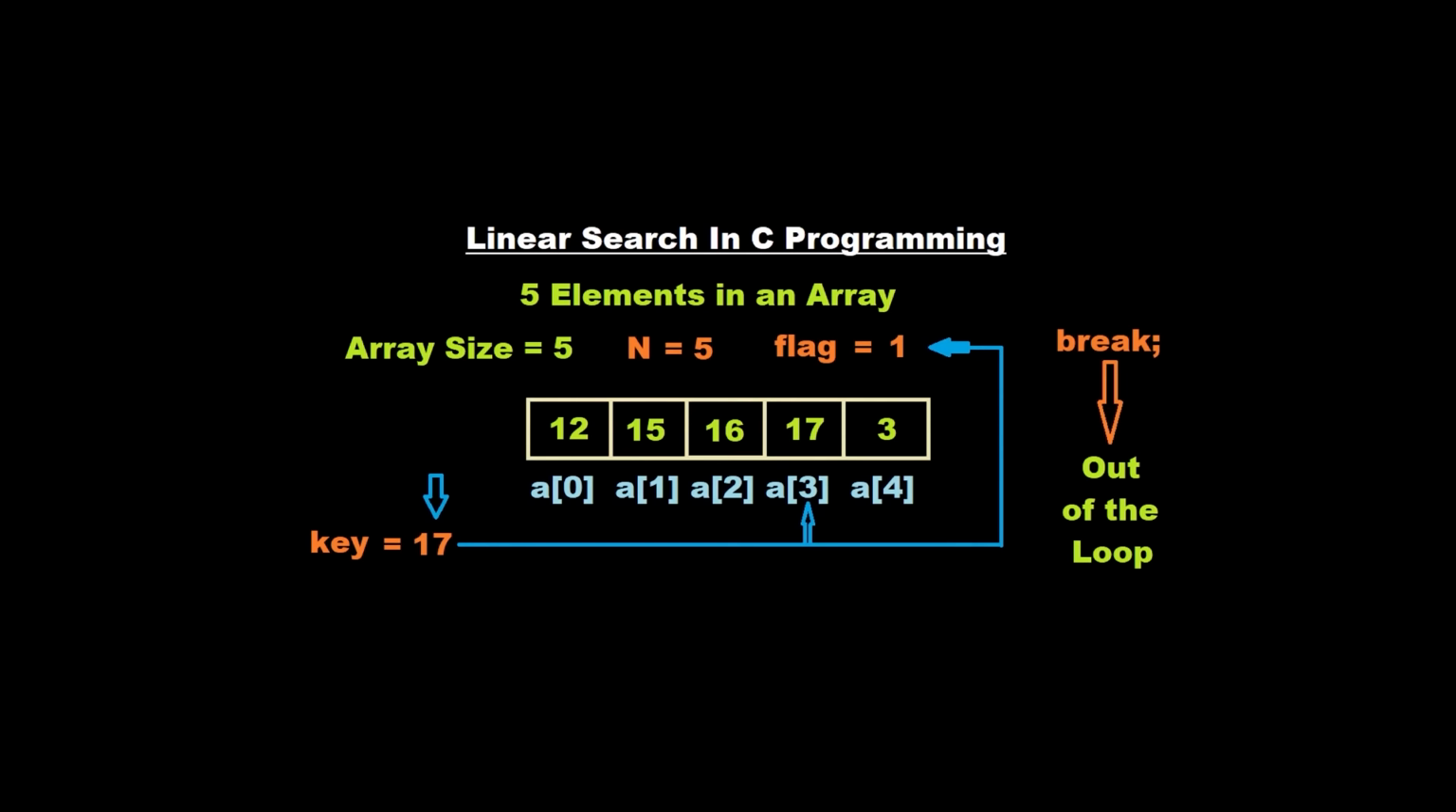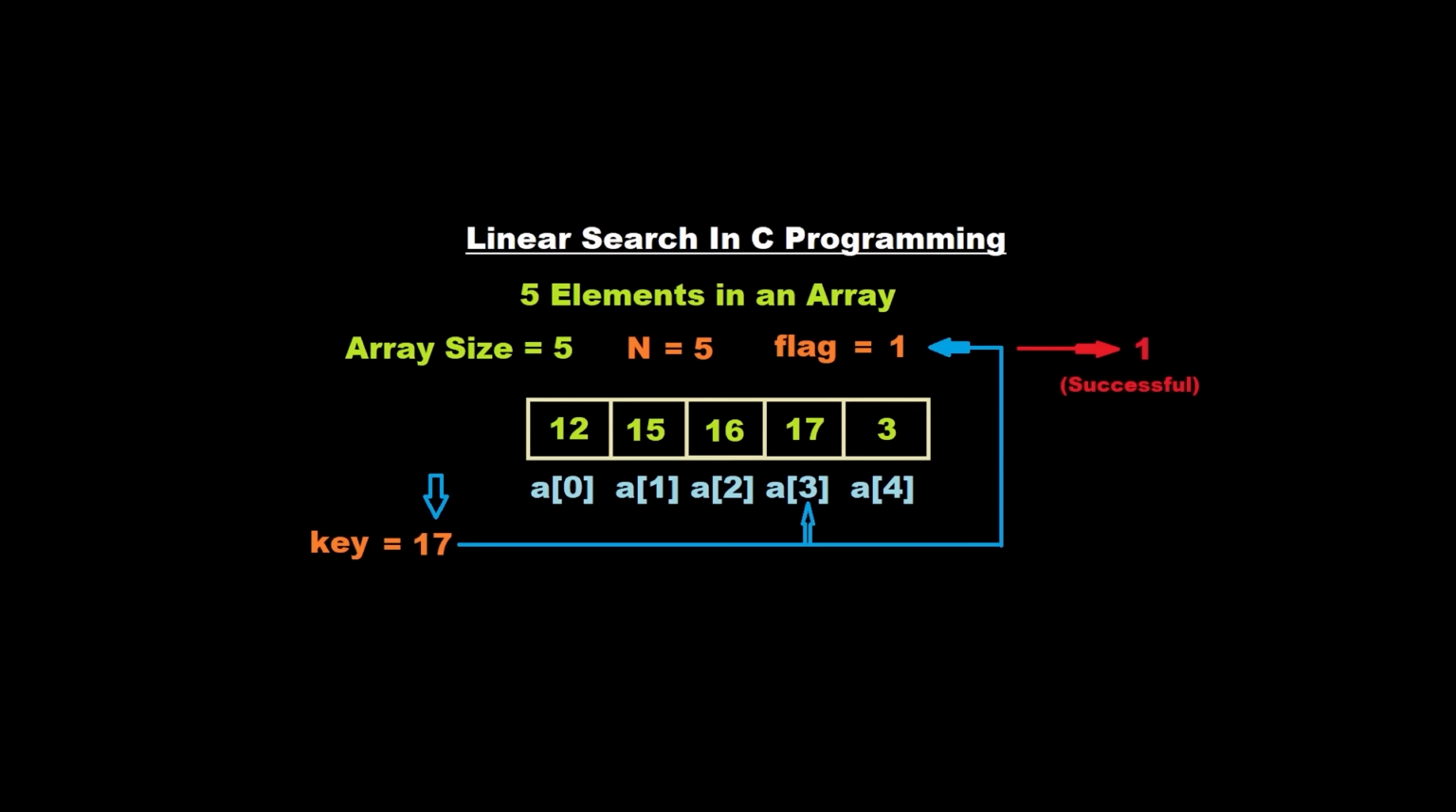And then we will compare the value stored in the flag variable. If the value of flag is 0, then we will say that the number we were searching was not found and the search was unsuccessful. But if the value of flag is 1, then we can say that the number we were searching in our array has been found, and we will print that the search has been successful. So that is it, guys. This is the logic behind the program.